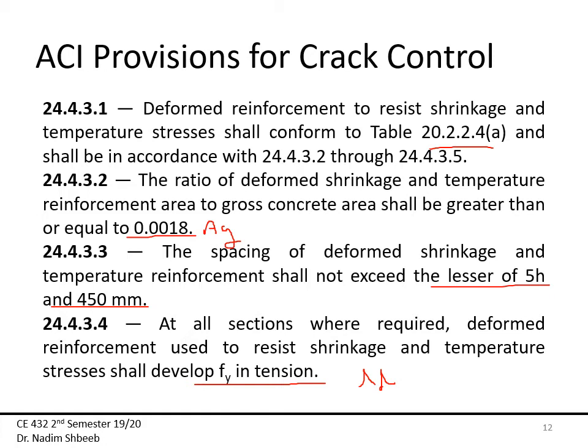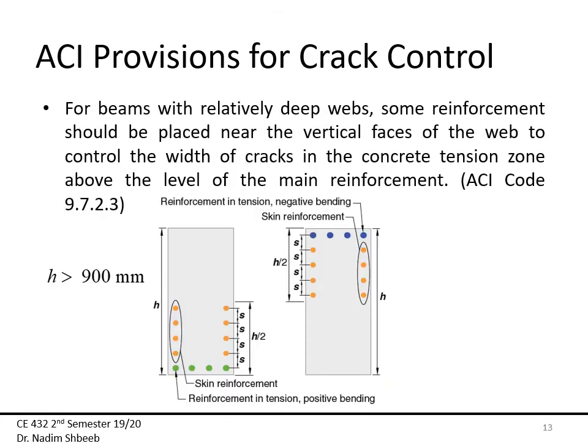All right, so these are additional provisions for sections. There's another provision also when the height of the cross section is more than 900 millimeters, then I have to provide what we call skin reinforcement, which are right here. The spacing, and these are usually distributed over h over 2. The spacing S should not exceed the maximum allowable spacing that we have calculated from using table 24.3.